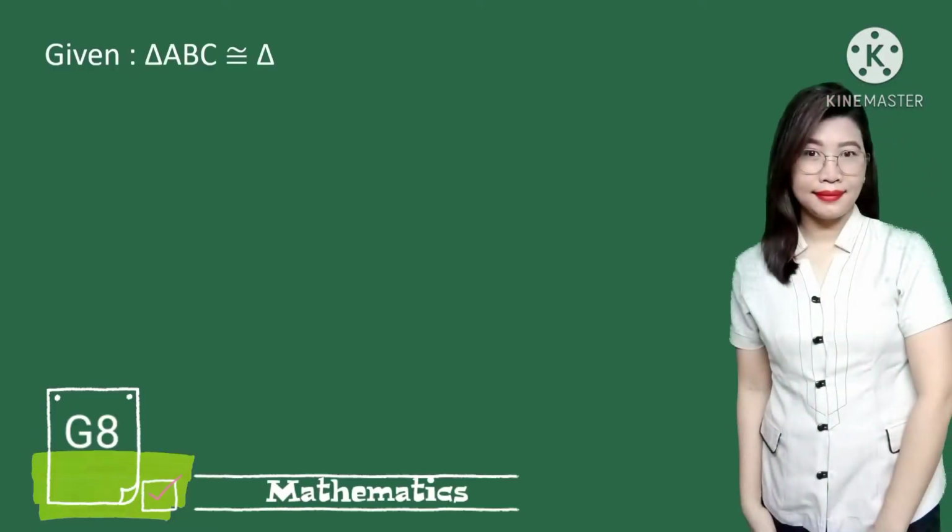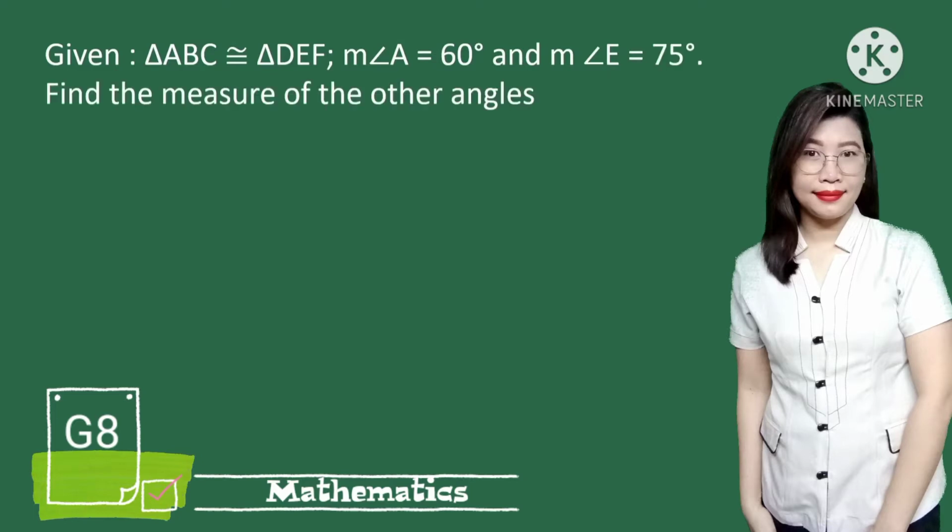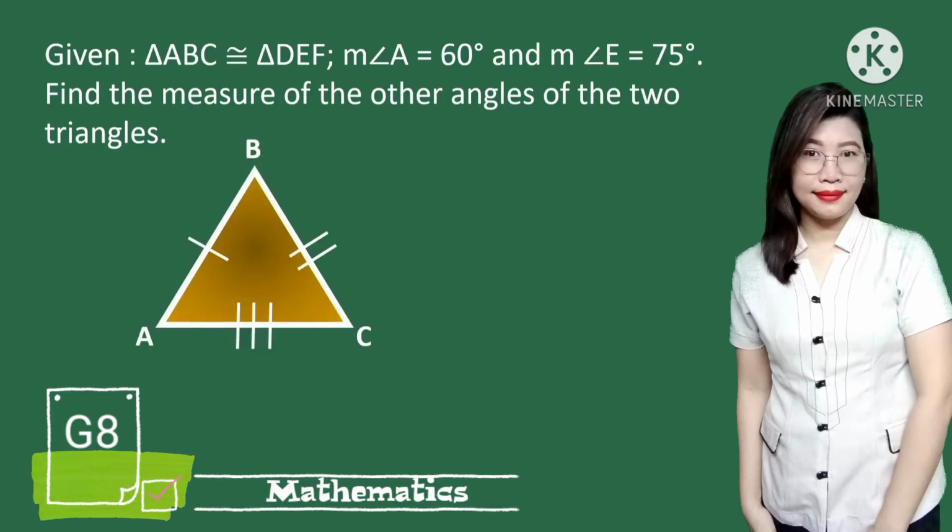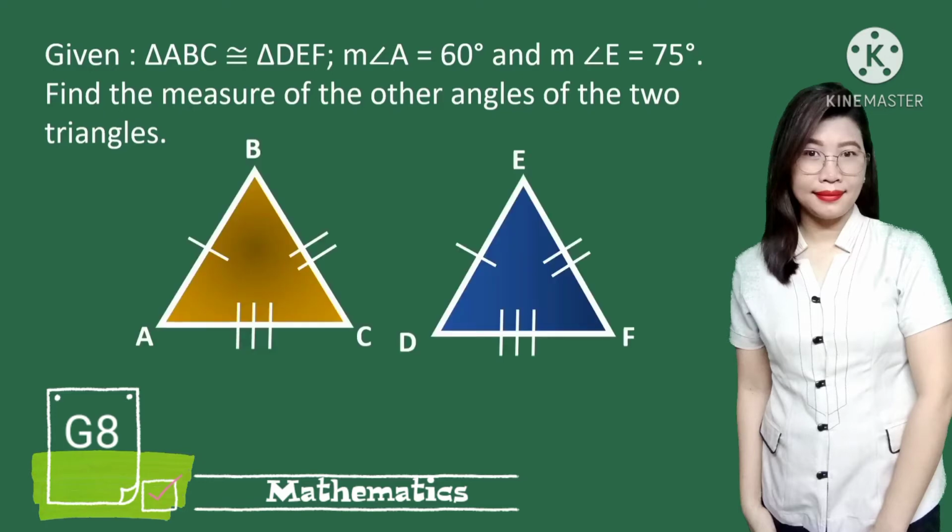Given triangle ABC is congruent to triangle DEF, the measure of angle A is equal to 60 degrees and the measure of angle E is equal to 75 degrees. Find the measure of the other angles of the two triangles. So we have triangle ABC and triangle DEF. Based on our given, the measure of angle A is equal to 60 degrees and the measure of angle E is 75 degrees. Let's find out the measure of the other angles.